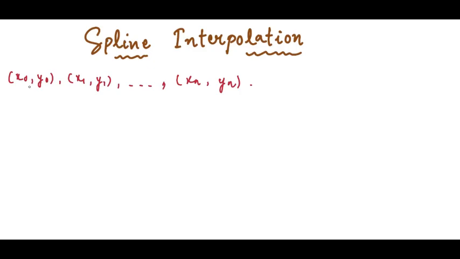So instead of using one large polynomial, spline interpolation takes a different approach. We divide the entire interval into smaller subintervals and construct a low degree polynomial on each subinterval. The individual polynomials are then joined together smoothly, and this is the basic idea of spline interpolation.